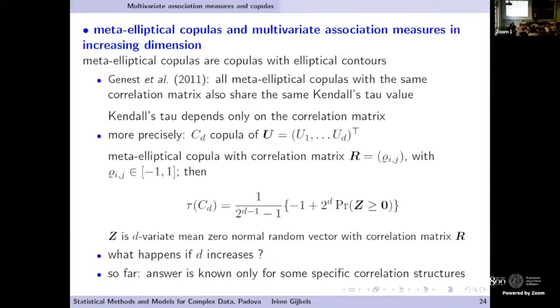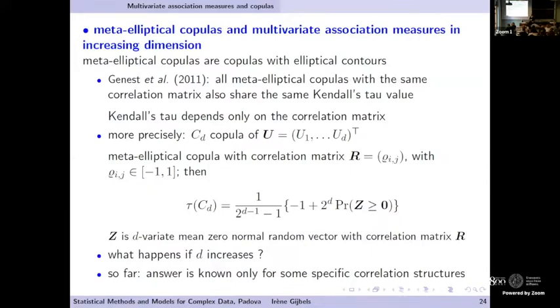There are results on the multivariate Kendall's tau expression, which essentially was shown by Christian Genest and collaborators: all meta-elliptical copulas with the same correlation structure have the same value of multivariate Kendall's tau. Okay, I'm expecting that. And actually you do have an expression of that, in the sense that you see the dimension popping in, and you have the probability that a normally distributed random variable with mean 0 and correlation matrix R is coming in. And I had the same question, what happens when d increases?